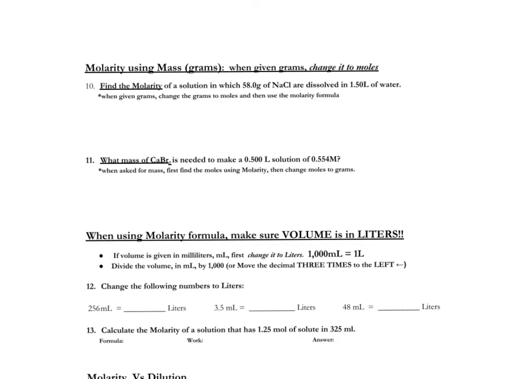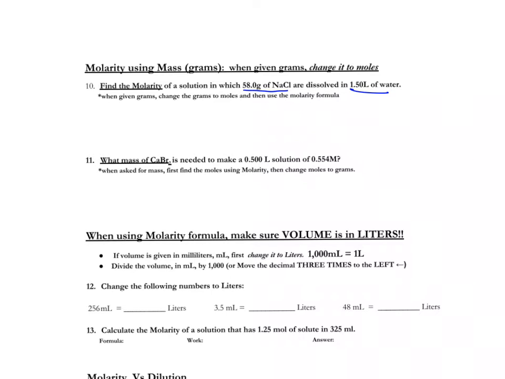So question 10 says, find the molarity of a solution in which 58 grams of sodium chloride are dissolved in 1.5 liter of water. And then it gives you a little hint down here below. It says when given grams, change the grams to moles, and then use the molarity formula. Alright, so let's identify what's given to us. I'm given 58.0 grams of sodium chloride and 1.5 liter of water.